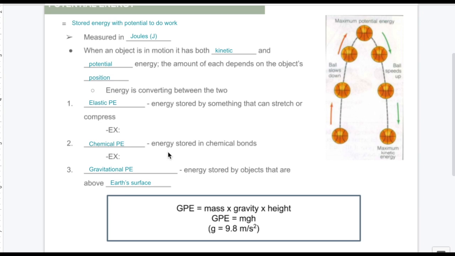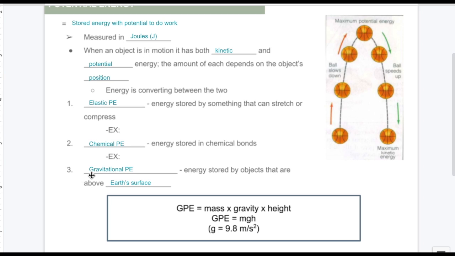The next one is chemical potential energy. This is stored energy in chemical bonds. When chemical bonds are broken, it's going to release energy. Burning wood is an example of chemical potential energy. Also, batteries are an example of chemical potential energy as well.